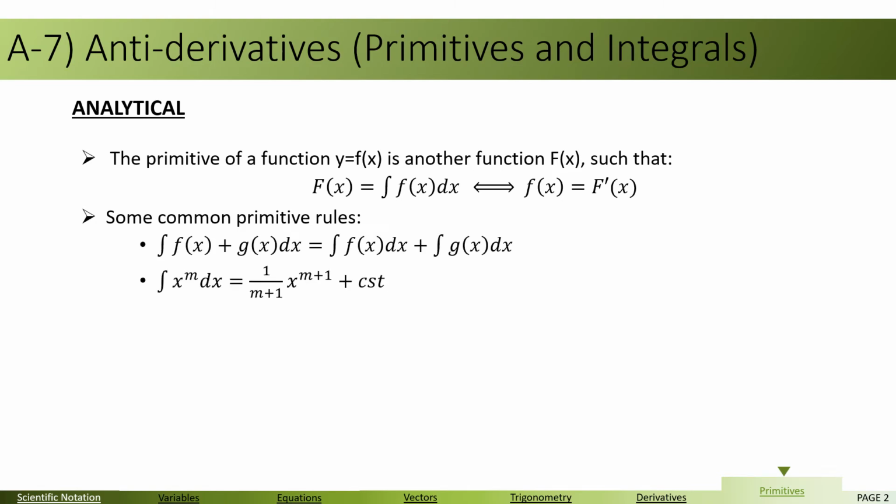Some common primitive rules that we need: the integral or antiderivative of f of x plus g of x, all dx, is the integral of f of x dx plus the integral of g of x dx. So the integral of a sum is nothing but the sum of integrals. Mainly, this is known as the golden rule for antiderivatives or for primitives.